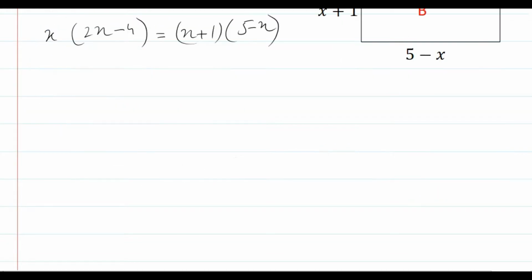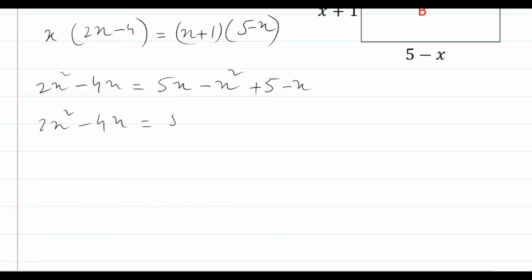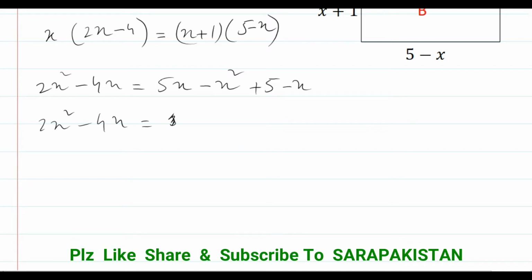It will become 2x square minus 4x is equal to 5x minus x square plus 5 minus x. 2x square minus 4x is equal to 5x and minus x is 4x, 4x minus x square plus 5.